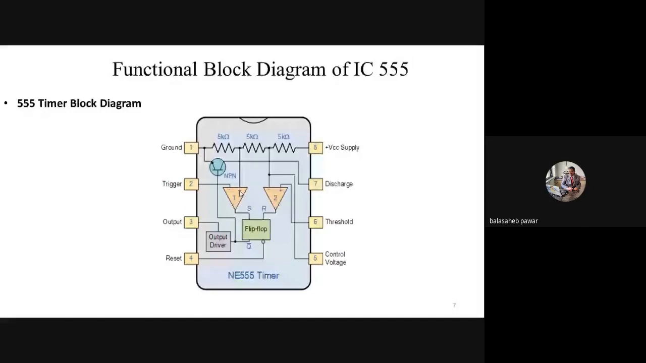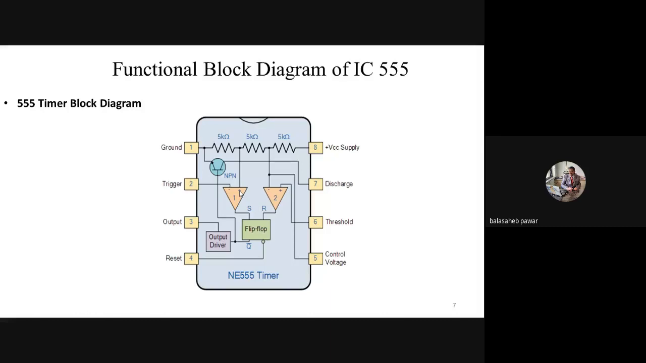Yes, sir. The reference voltage generated by using these 3 resistors for the first comparator, which is applied to the non-inverting terminal, will be equal to 1/3 VCC. So the value of that reference voltage will be dependent on how much VCC we are applying to this IC 555. Correct?